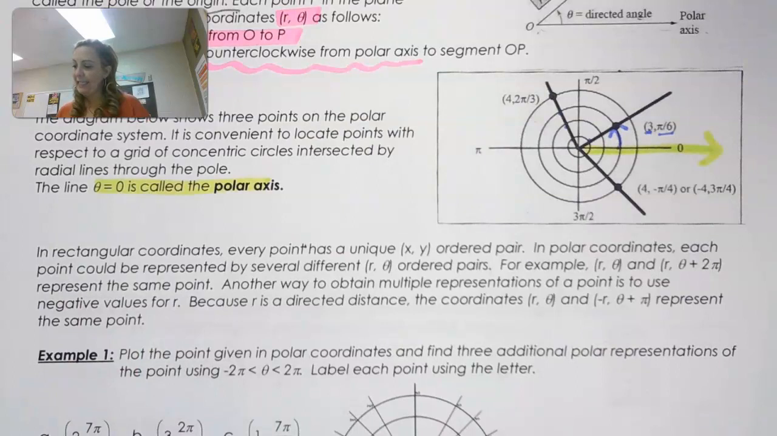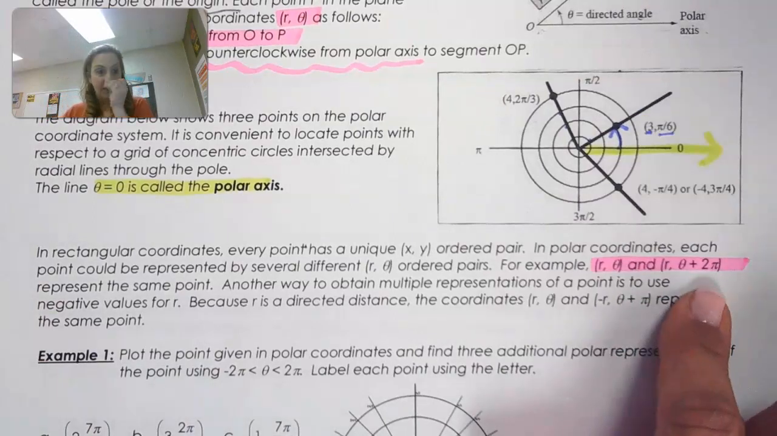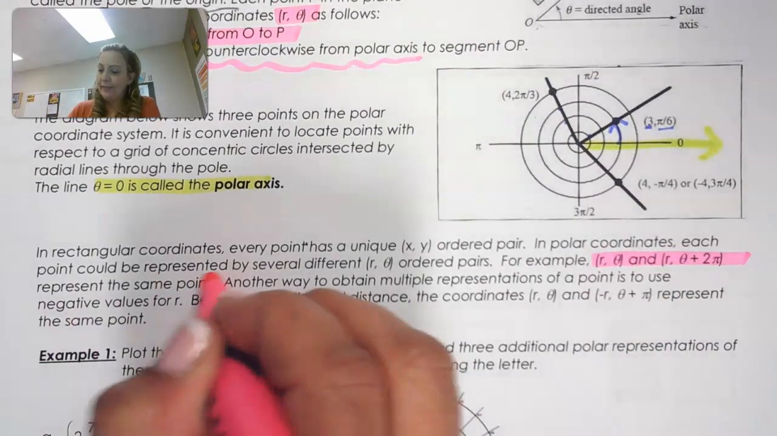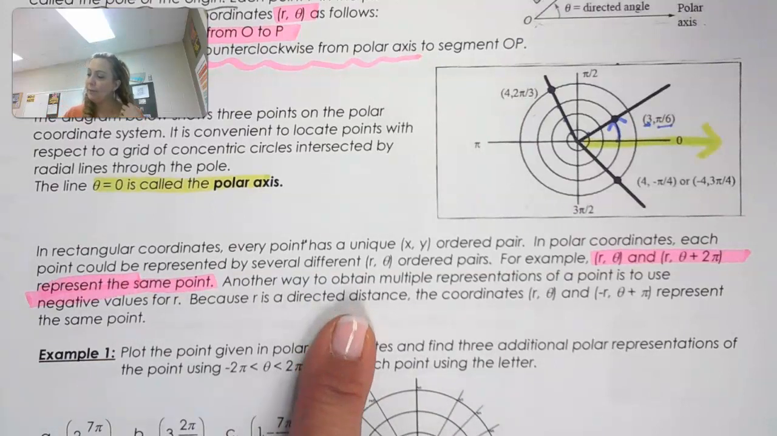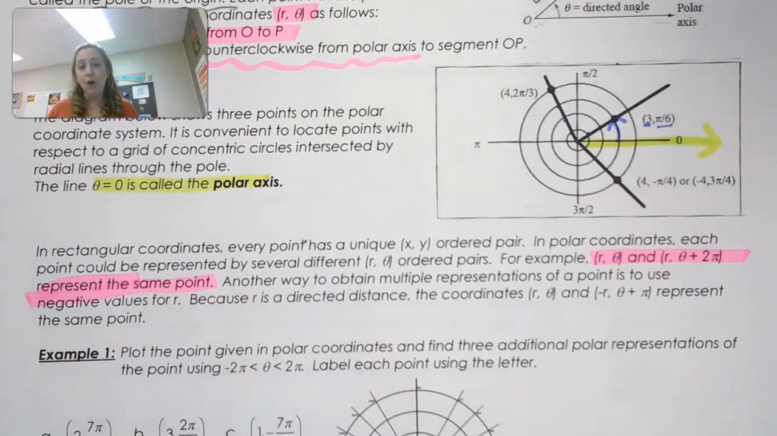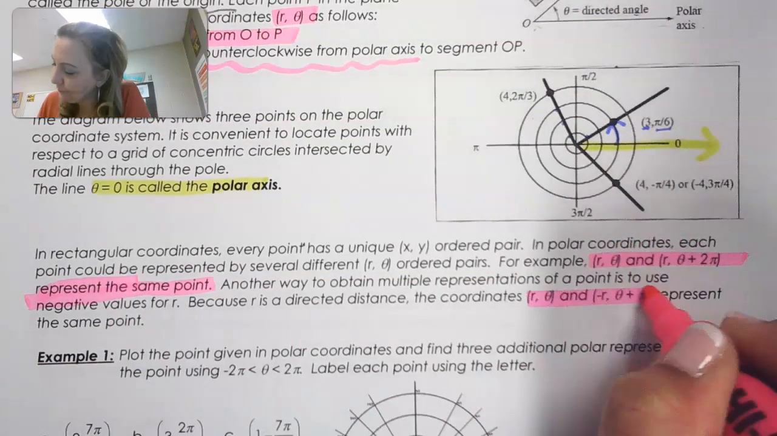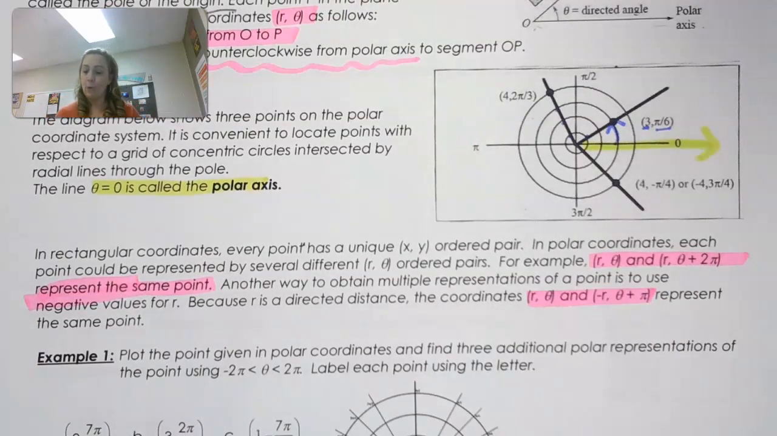So one example is that r, theta and r, theta plus 2 pi are going to represent the same point, because aren't those coterminal to each other? So your theta isn't limited between 0 and 2 pi. It could be more than that, and it could also be negative, okay? So another way to obtain multiple representations of a point is to use negative values for r. Because r is a directed distance, the coordinates r, theta and negative r, theta plus pi represent the same point.